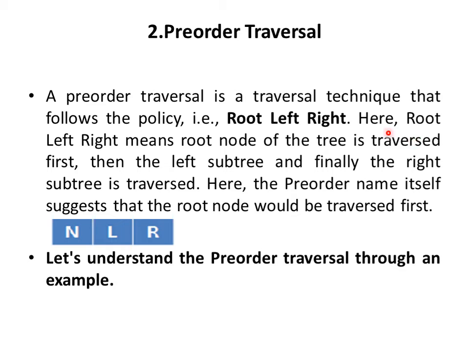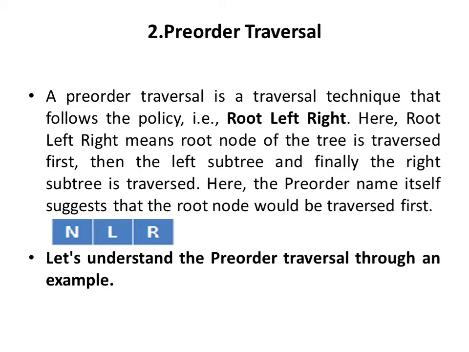Here you can observe, root, left, right means the root node of the tree is traversed first, then the left subtree, and finally the right subtree. The name pre-order itself suggests that the root node is traversed first. Pre means first. Therefore N, L, R.